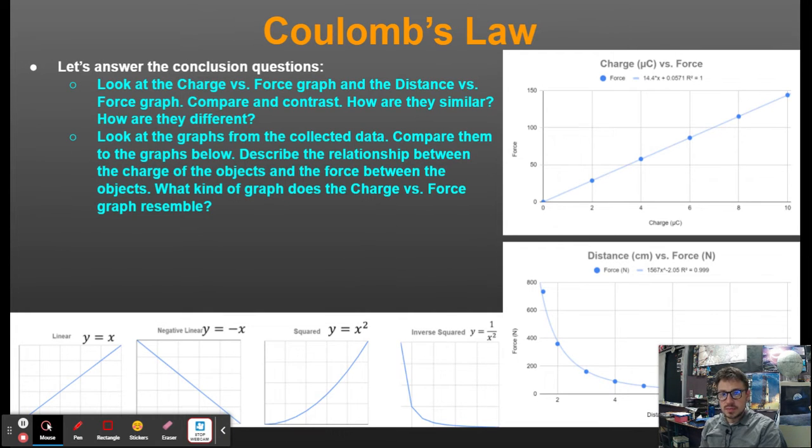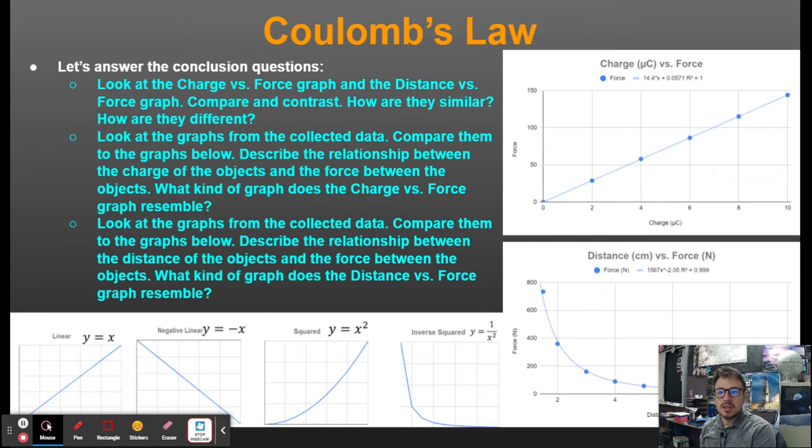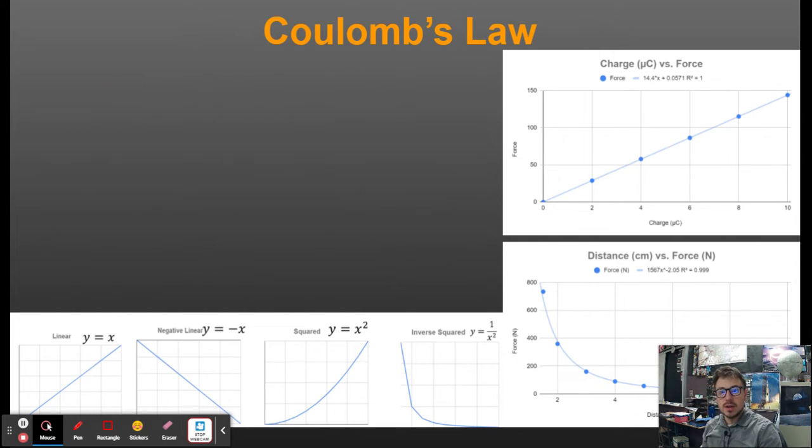So the relationship, if we look at the charge versus force graph, it's going to be a linear graph. It looks like a linear graph. It's a y equals x, and yeah, there's going to be like a little coefficient there, but that's the relationship. Then if we look at the next one, the distance versus force graph, you can see that it's an inverse squared relationship. So y equals 1 over x squared.